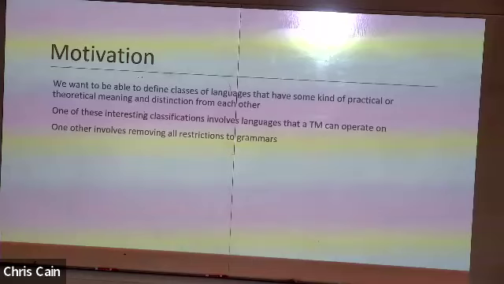I lied to you slightly, for good reason, when I introduced context-free grammars and said there are no restrictions. There actually was a restriction to a context-free grammar. Does anyone intuitively know what that was? What was the restriction to a context-free grammar? I didn't say there was one, but there was.